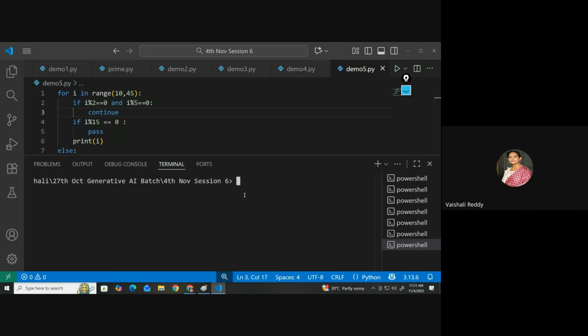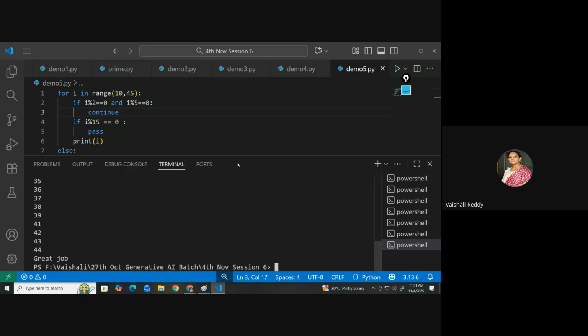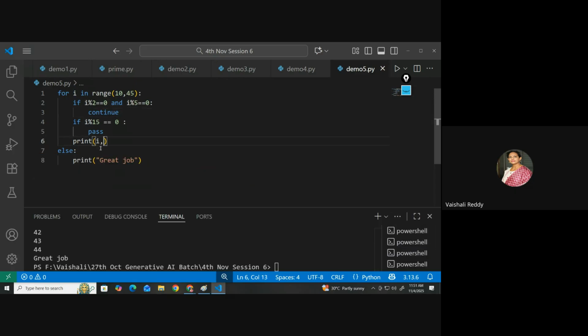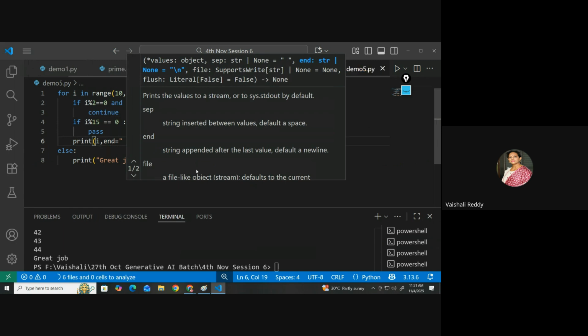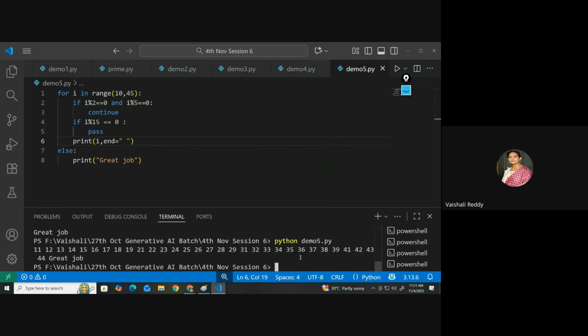And since the for loop will run to its completion, let me use this place. So here you can see from 11 it will start, 20 is not printed, then 40 is not printed, and then we got the output.